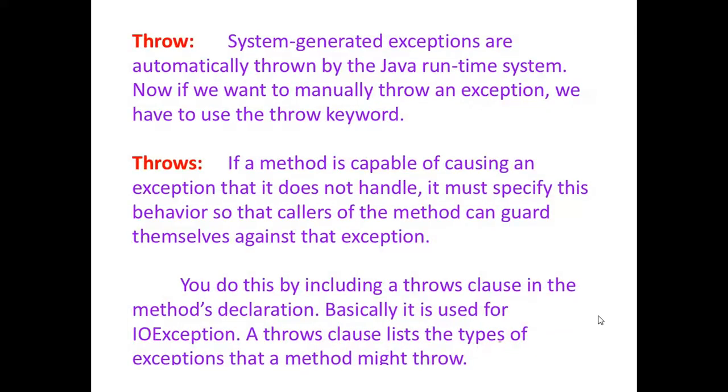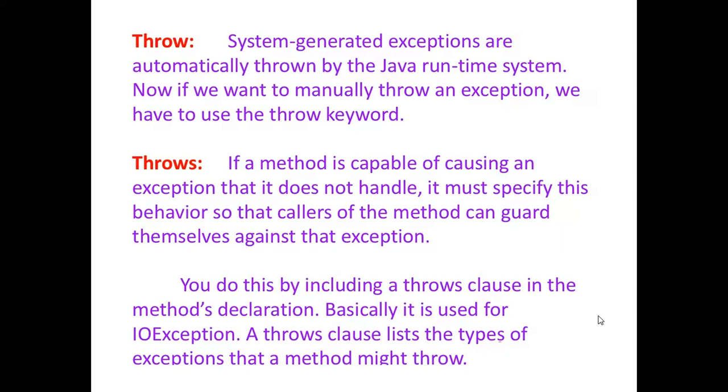Throw. System generated exceptions are automatically thrown by the Java runtime system. Now, if we want to manually throw an exception, we have to use the throw keyword. Throws. If a method is capable of causing an exception that it does not handle, it must specify this behavior so that callers of the method can guard themselves against the exception. You do this by including a throws clause in the method declaration.